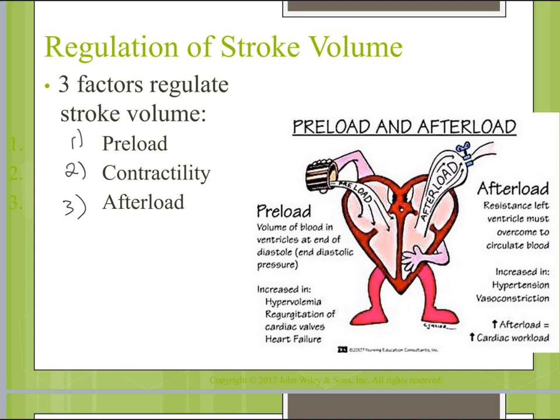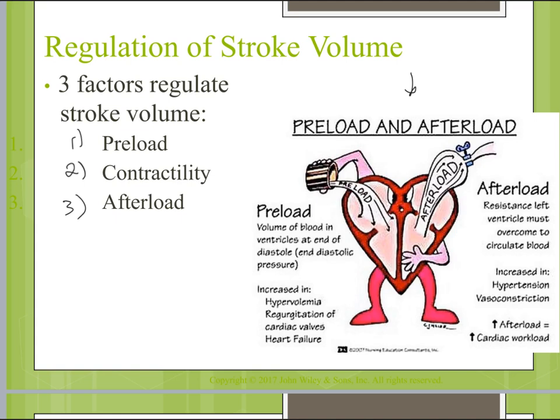Preload is, and I like this little diagram here because it kind of shows the heart and shows what happens before and after, right? Pre and after, preload and afterload. So preload is the volume of blood in the ventricles at the end of diastole, so end diastolic pressure. So it's increased in hypervolemia, so the volume of blood increases. It's increased in regurgitation of cardiac valves, and it's also increased in heart failure, so pushing more blood into the heart to try to get our afterload increased.